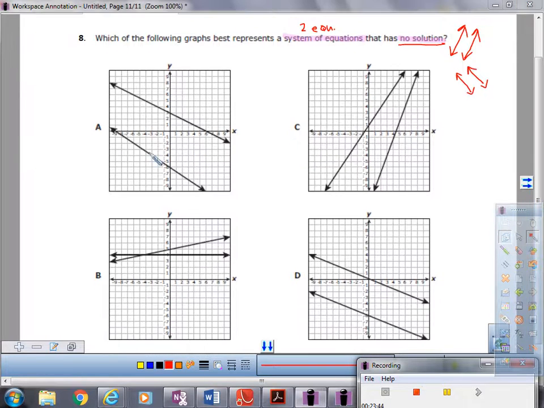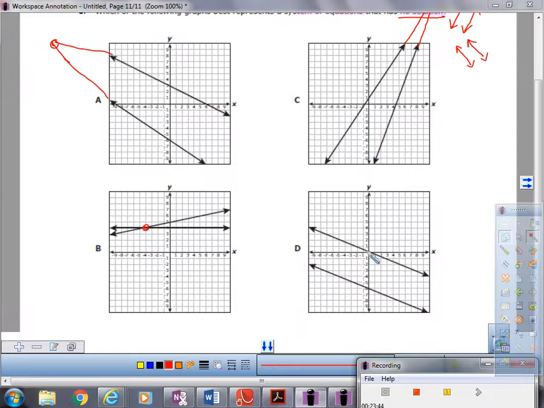So these look like they're going to intersect. If we extend these lines, these are going to intersect eventually. So it's not A. These intersect right there. These are going to intersect eventually if you extend the line, so it can't be that one either. Here's my parallel lines right here.